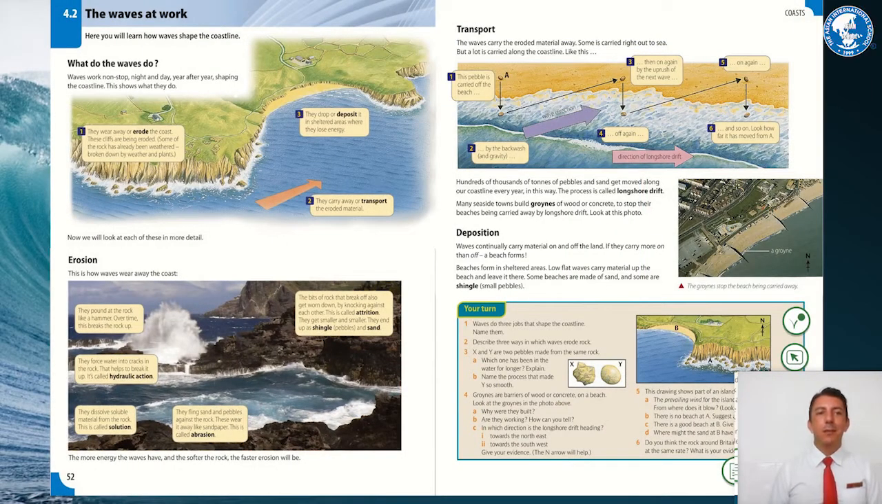Today's lesson is based on Unit 4.2 in your book, page 52 and 53. But again, if you do not have your book, don't worry, all of the information will be displayed in this video clip.